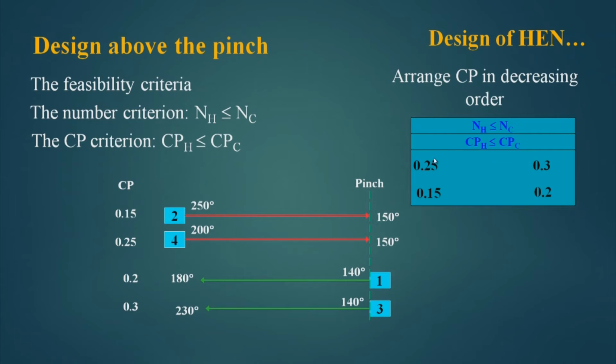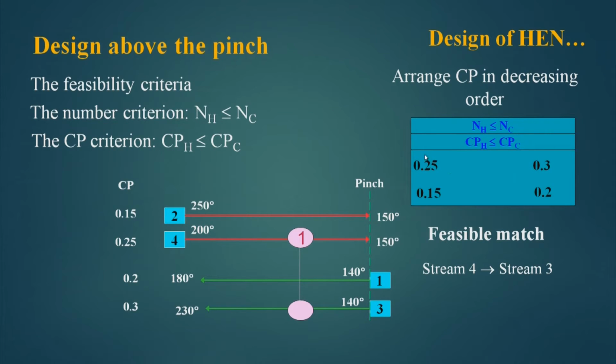So, here this is for hot streams and this is for cold streams, and these are the rules, and based on these rules, especially this rule because the other is valid already, we will now put up matches. So, the first match we put from stream 4 to stream 3. Now, if you see stream 4, its CP value is 0.25, and stream 3 is 0.3.